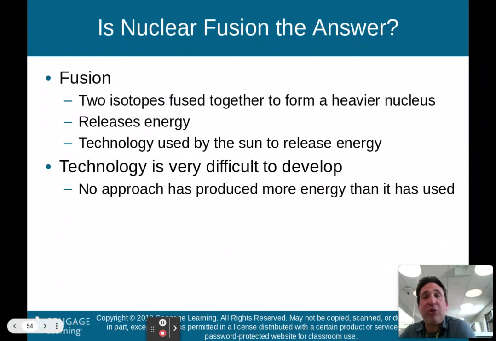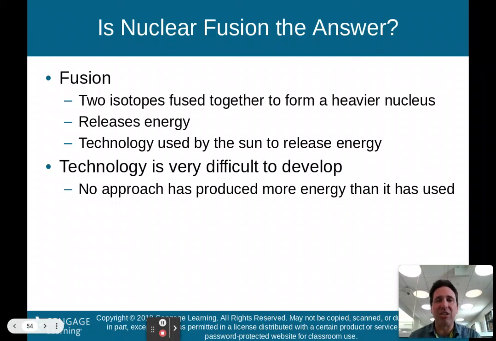Now, is nuclear fusion maybe the answer? Our power plants are fission plants where uranium is ripped apart, but maybe fusion's the way. This is two isotopes fused together to form a heavier nucleus, or a heavier atom. This does release energy, and this is the technology used by the sun. Again, the sun uses fusion, not fission.